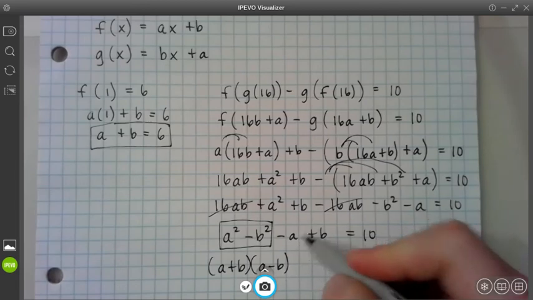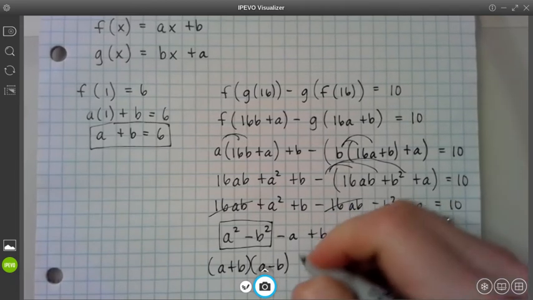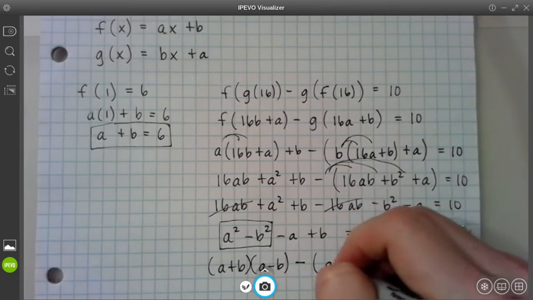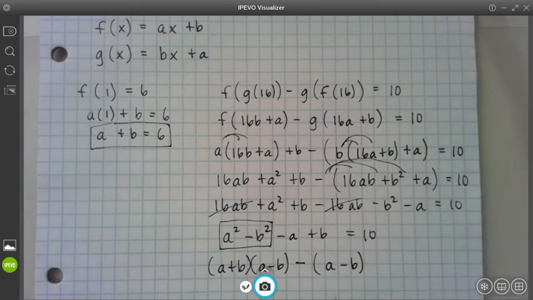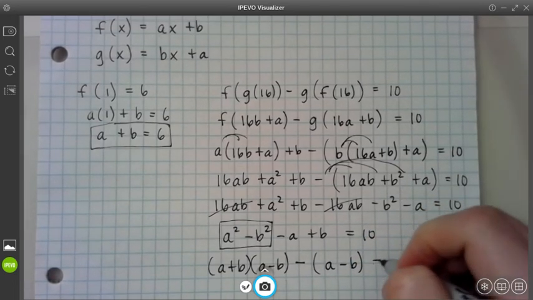All right, then I'm actually going to factor out a negative. So pull out the negative, and that's going to leave me with a minus b, right? If I put the negative back in, equals 10.